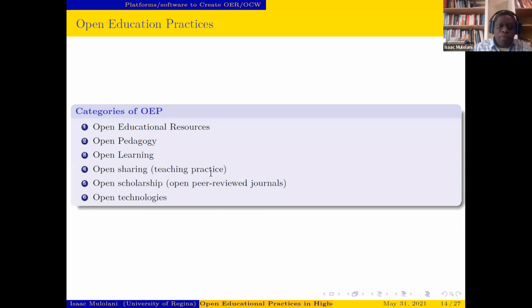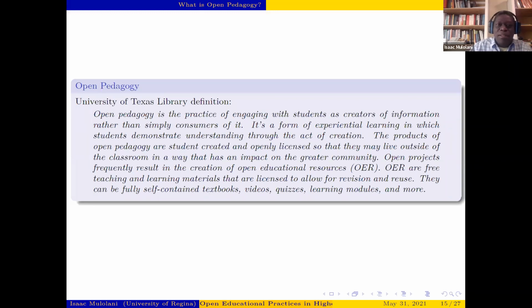Then there's also open learning and open sharing, open scholarship, which we tend to call open access, where libraries actually have open journals that faculty can publish in, and then they provide access to those open journals and the resources that are there. Then open technologies. So for example, all the open source tools that you saw, those will be open technologies. So these are the game changers that I'm talking about. So the open sharing, open scholarship, the open learning, open pedagogy, and the open educational resources, because these right now are what are being pushed to the forefront. So I will just mention here, I picked up this definition from the Open University of Texas Library.